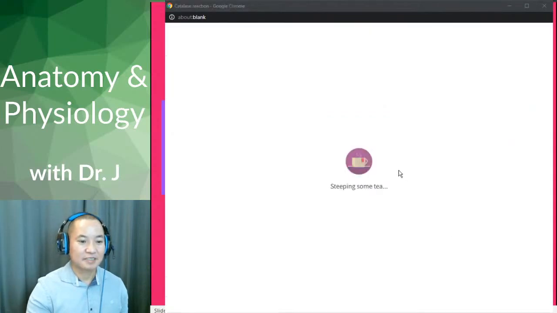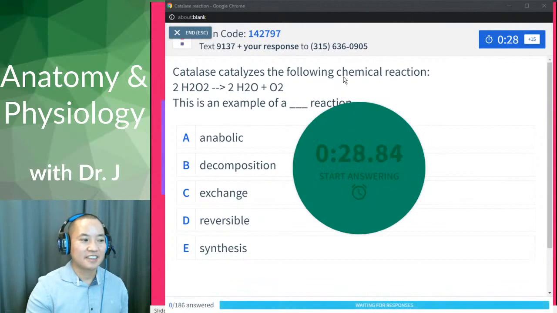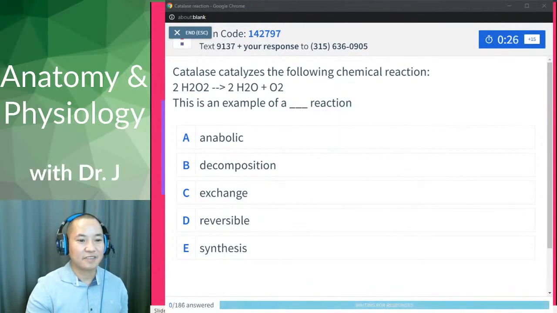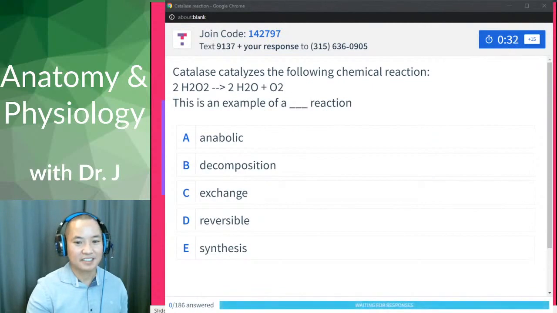All right, and speaking of catalase, it is an enzyme and it catalyzes the following chemical reaction. What type of chemical reaction is it?